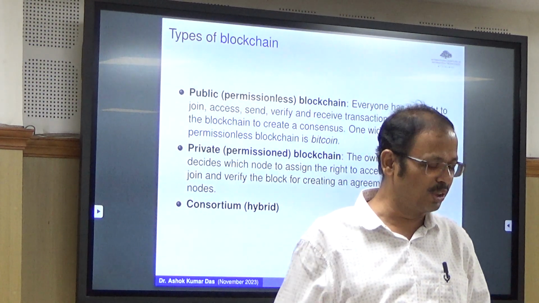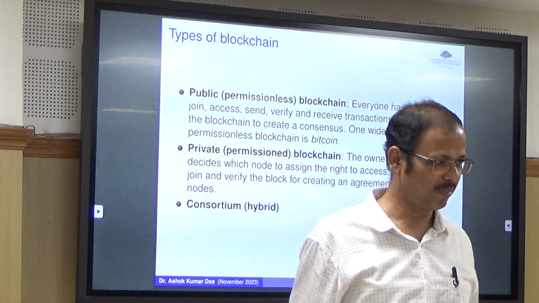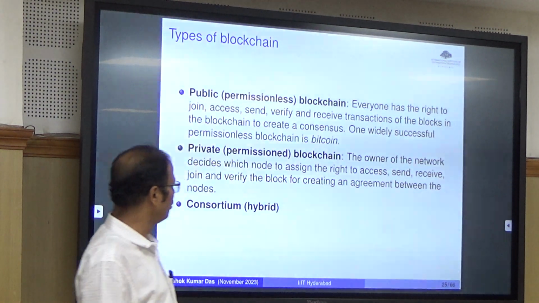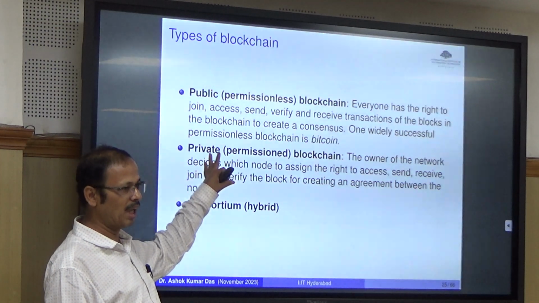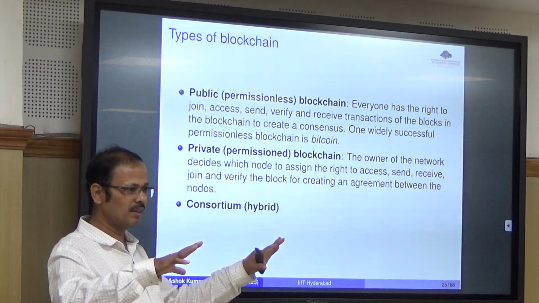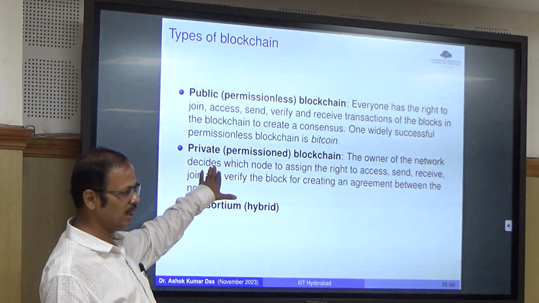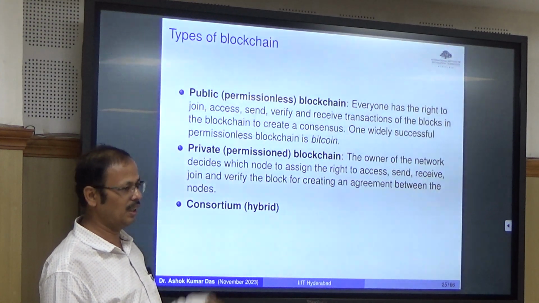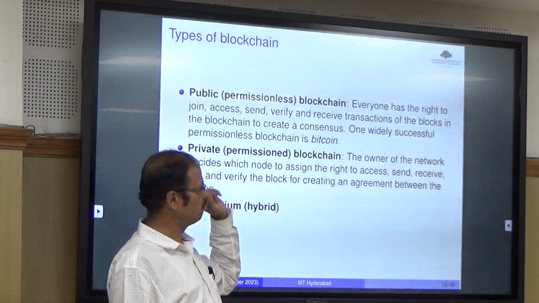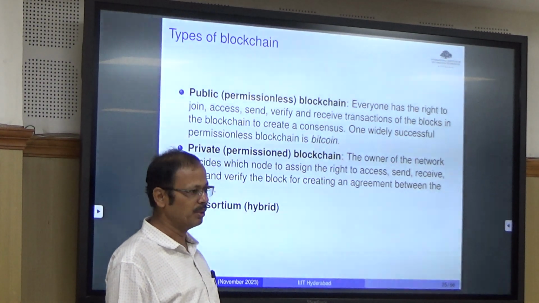So that information needs to be encrypted and kept in the blockchain because it cannot be made public. In that case, for example, a group of hospitals such as Apollo, Eye Care or AIG will form a P2P network, and these hospitals will be the owners of this network. They will decide which node to assign access to, such as send, receive, join, or verify the block, for creating an agreement between each other.